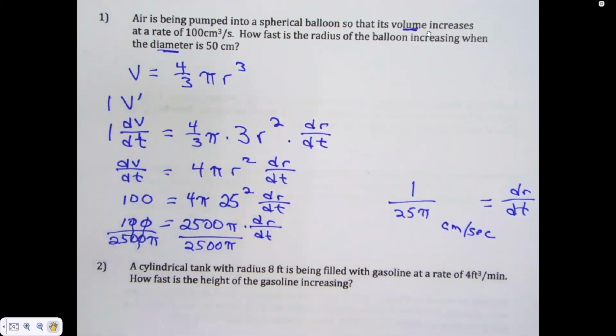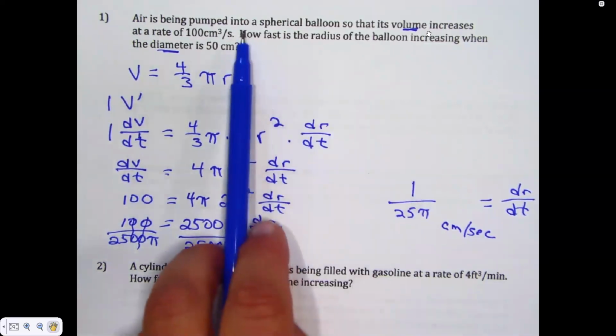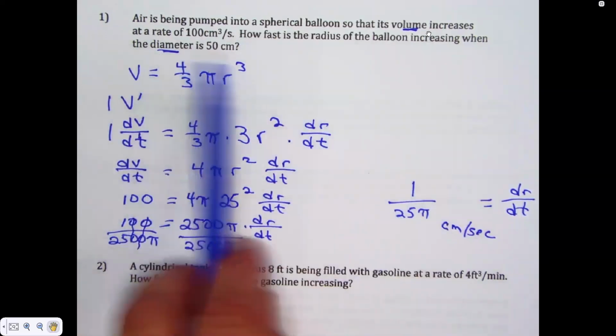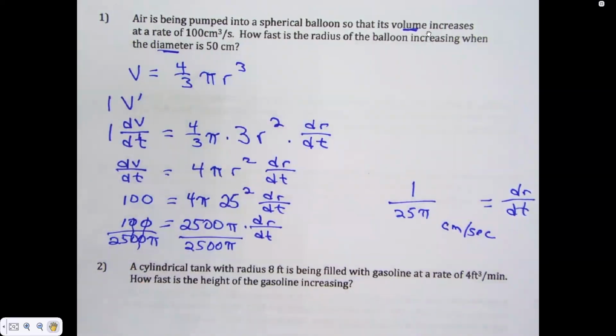It kind of tricked us just a little bit too, because I wanted to make sure it does say how fast is the radius, but then they did give it to us as a diameter. But the question says radius, so we're in really good shape. We don't even have to transfer back to something like diameter.